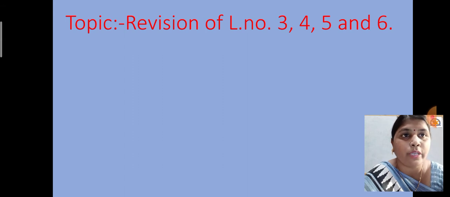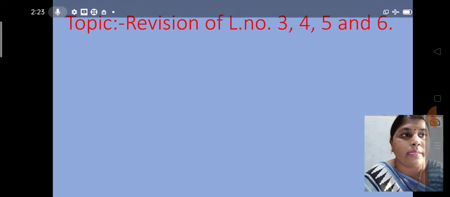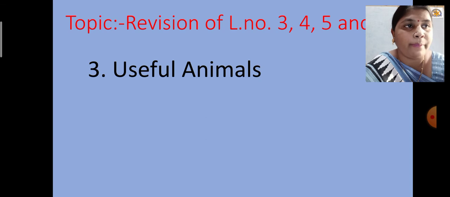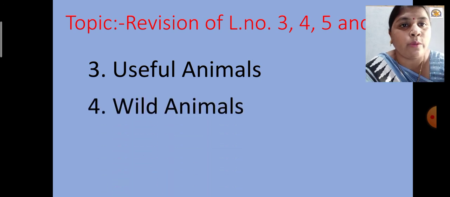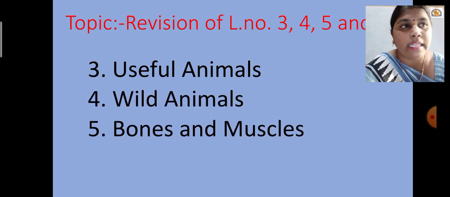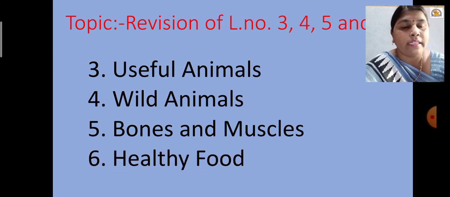So one by one we are going to start. First of all we will see the names of lesson number 3, 4, 5 and 6. So lesson number 3 is useful animals. We have completed all the 4 lessons like 3, 4, 5 and 6. Lesson number 4 is wild animals. Lesson number 5 is bones and muscles, and lesson number 6 is healthy food.